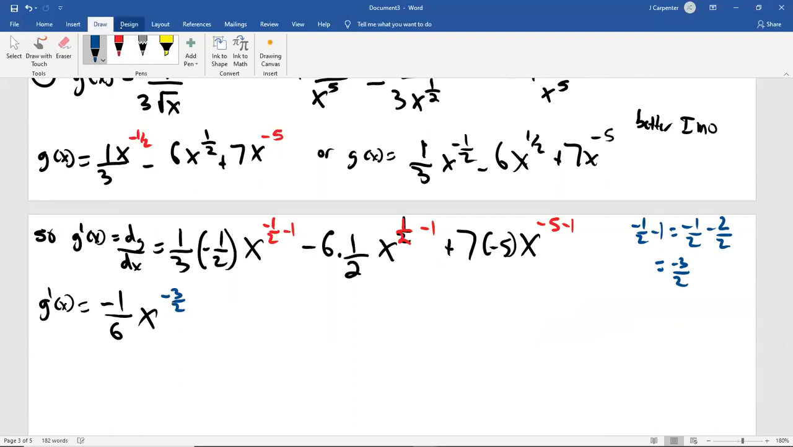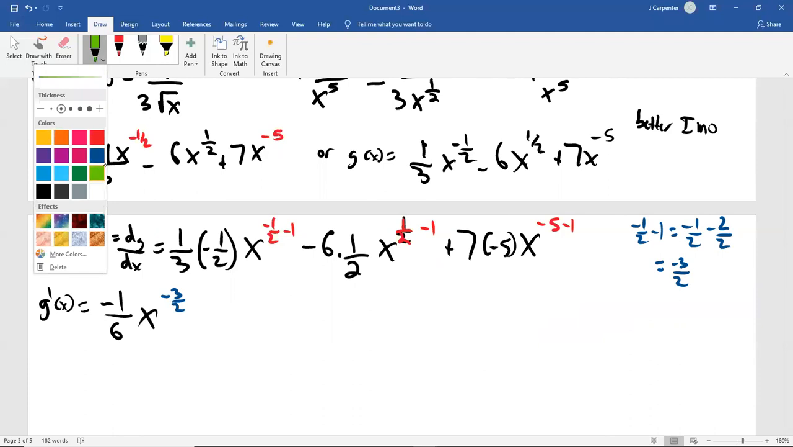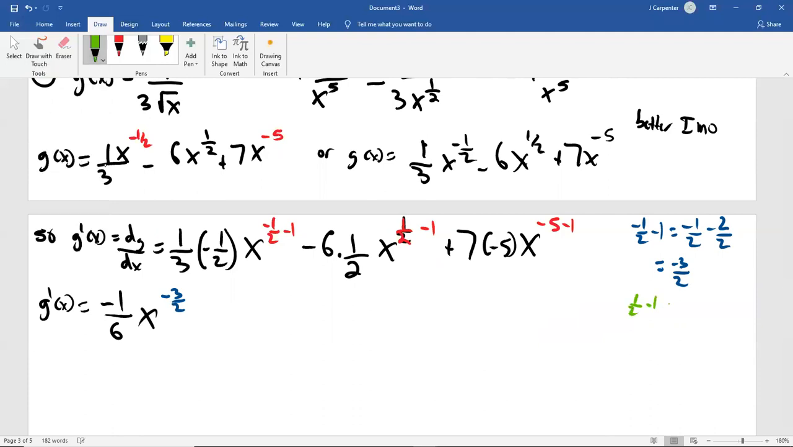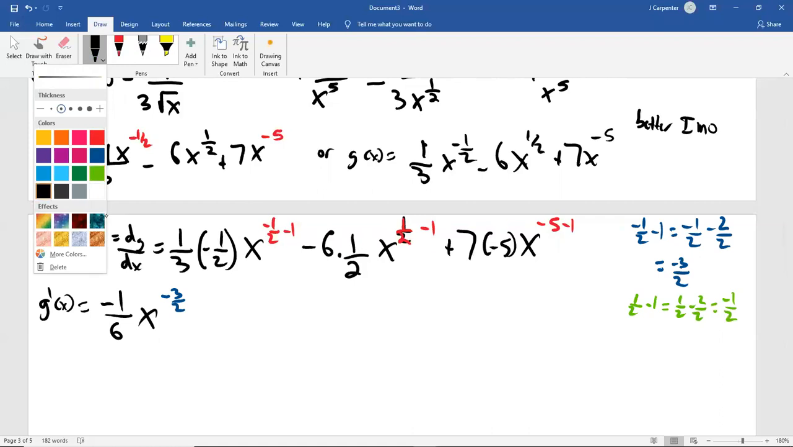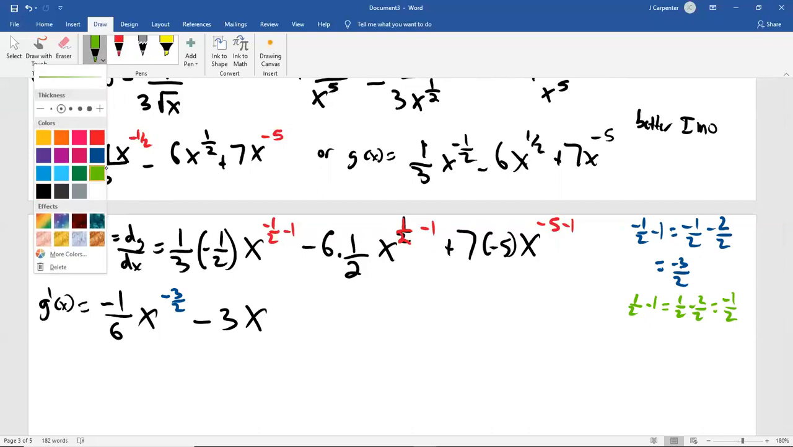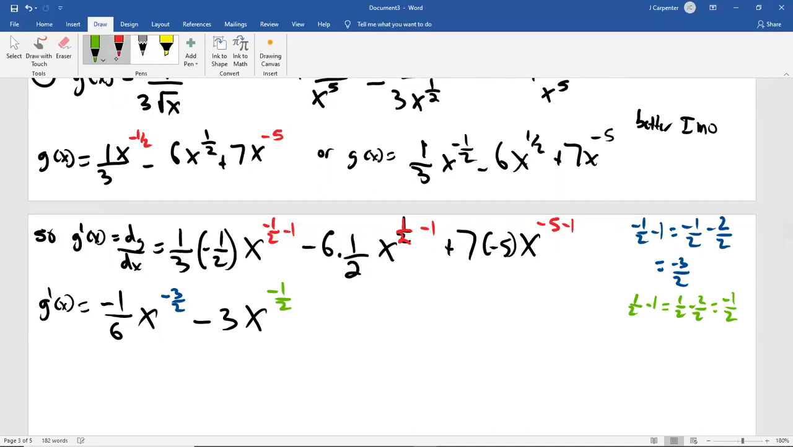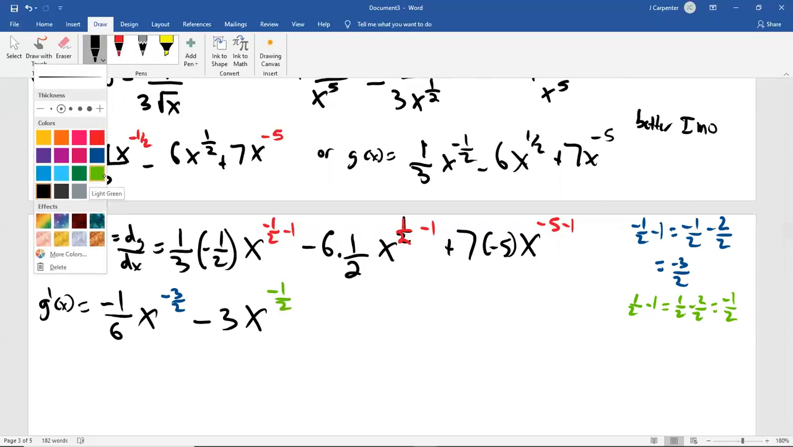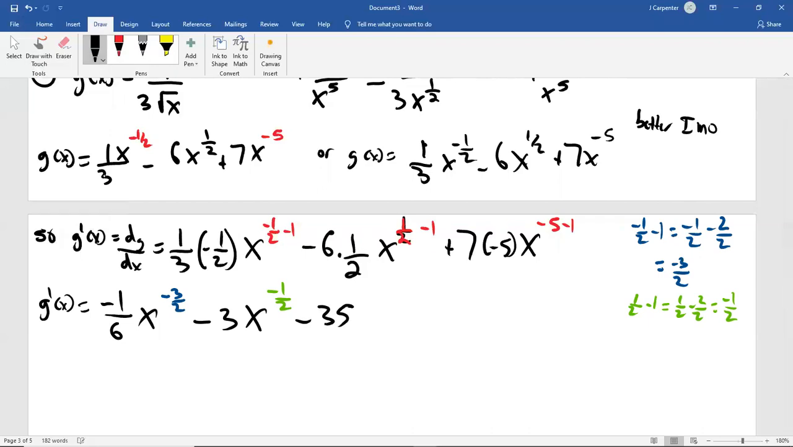So that's here. I'll use the same color so you can see where it came from. And then the 1/2 minus 1 we did already. I'll show it one last time. 1/2 minus 1 is 1/2 minus 2/2, which is negative 1/2. So we have negative 6 times 1/2. That's going to be negative 3 because 2 goes into 6 3 times. And then x to the negative 1/2. Then we have a positive 7 times a negative 5, so that's a negative 35. And then x to the negative 6. I'm not going to show that to the side.